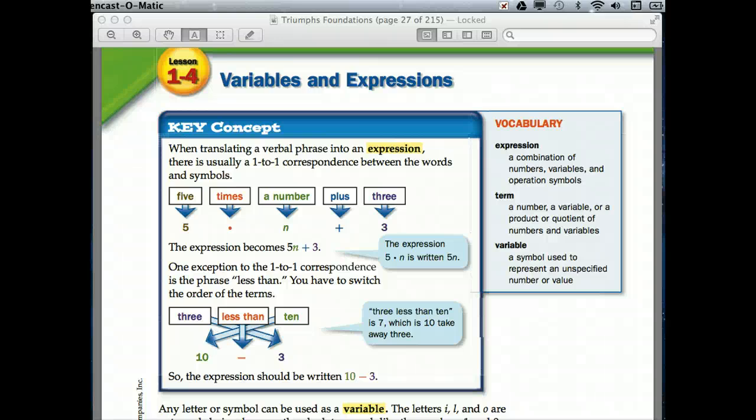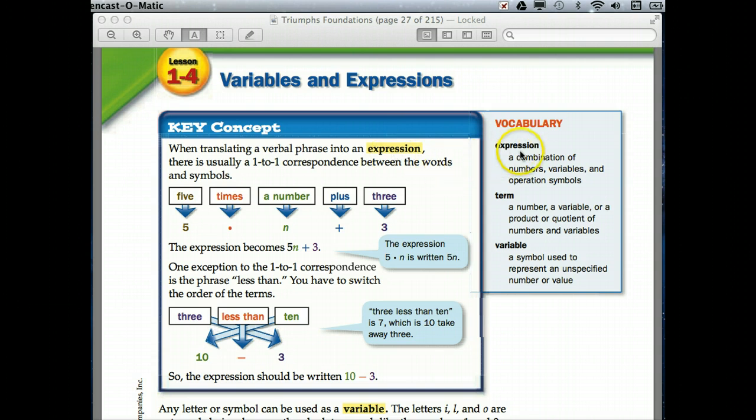Well, welcome. We're going to discuss variables and expressions today. So this is lesson 1-4. A key concept. What we're going to be doing today is translating a verbal phrase into an expression. Now remember, an expression is a lot like an equation, except it doesn't have any equal signs.